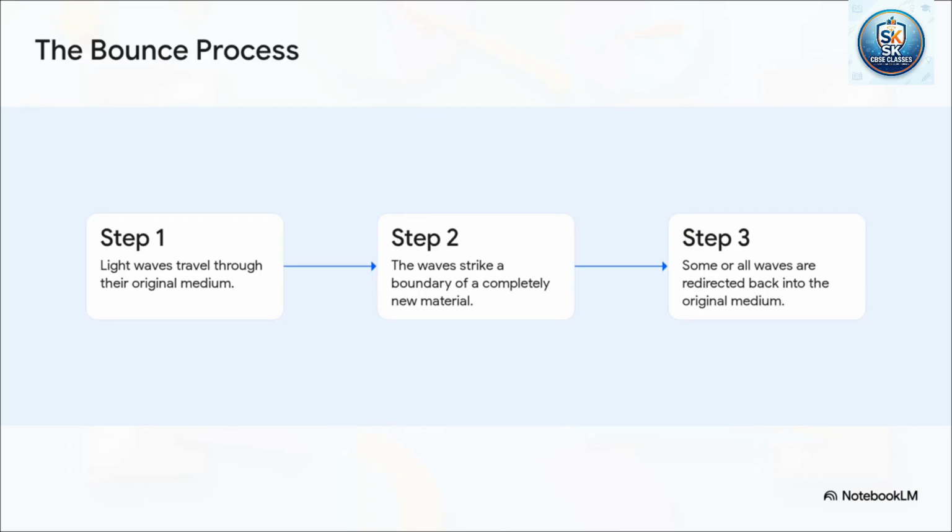Now, what's really interesting about this interaction is how we can break it down into three distinct steps. Step 1, the light waves travel through their original medium, like we just talked about, air or vacuum. Step 2, the waves strike a boundary of a completely new material. Could be glass, could be wood, water, you name it. And finally, Step 3, some, or maybe even all, of those light waves are redirected back into that original medium. They interact with the surface, and they're sent right back the way they came. And this three-step process, it's happening everywhere around you, constantly.